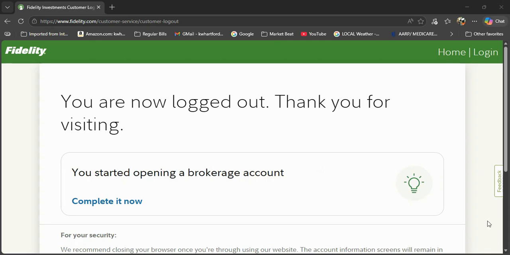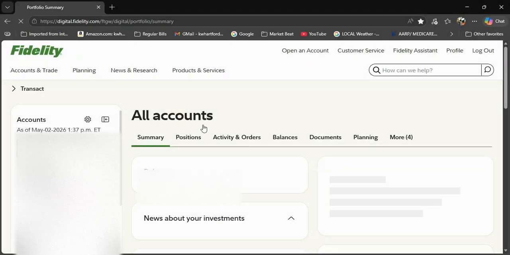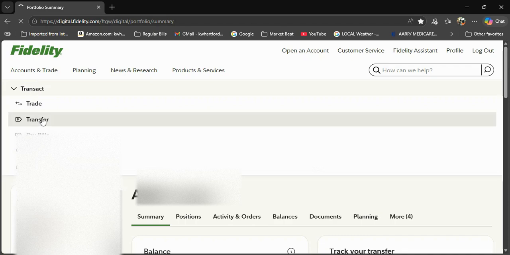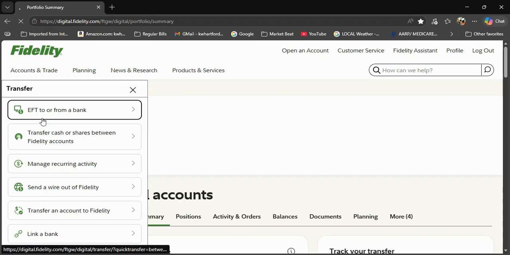Okay, guys, today we're going to go ahead and show you how to transfer money from your account to one of your kids' accounts and get them started on investing with Cornerstone. So first of all, we're going to log in. Then we go up to Transact, and we're going to go to Transfer. Transfer cash or shares between Fidelity accounts.